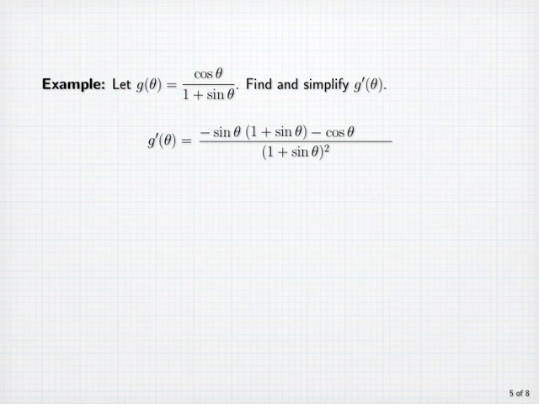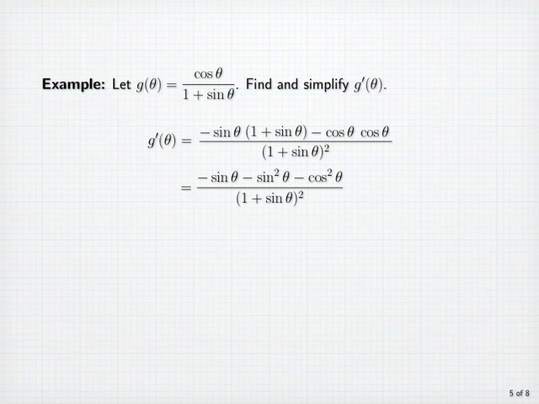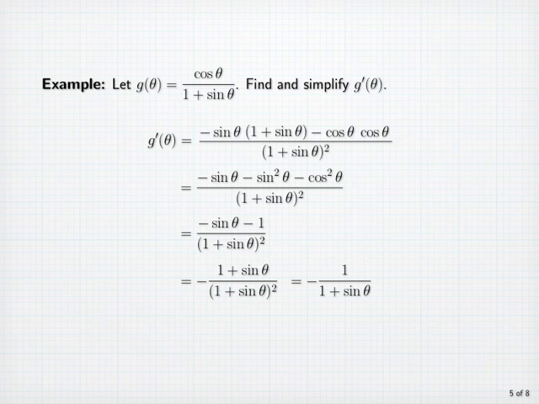numerator cosine theta, times the derivative of 1 plus sine theta, which is 0 plus cosine theta. Now we rewrite the numerator as minus sine theta minus sine squared theta minus cosine squared theta. And we notice that minus sine squared theta minus cosine squared theta is equal to -1. Next we'll factor out a -1 and then cancel a factor of 1 plus sine theta and end up with -1 over 1 plus sine theta.